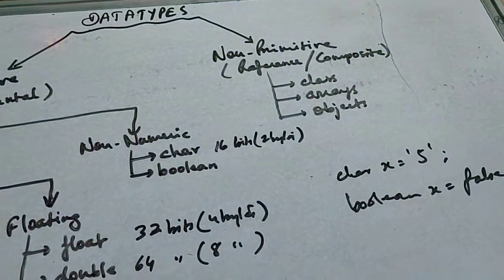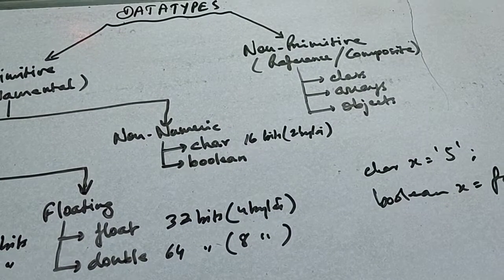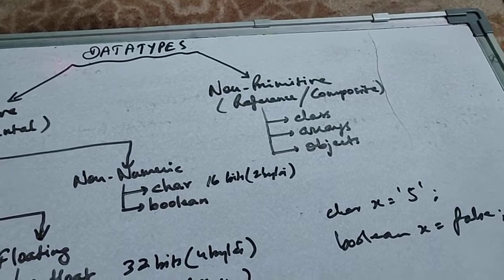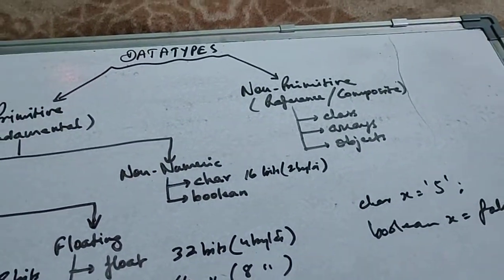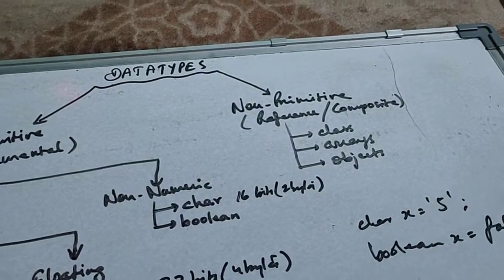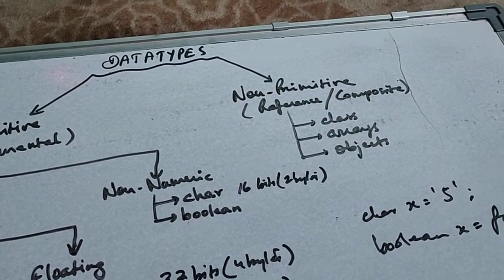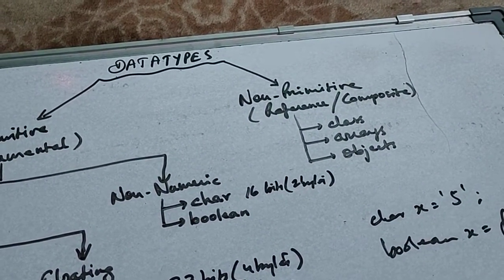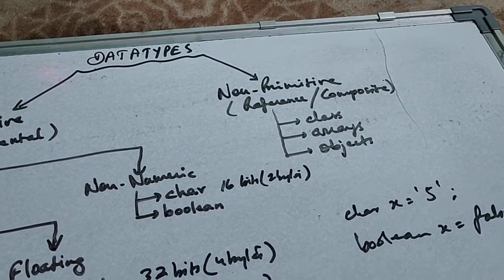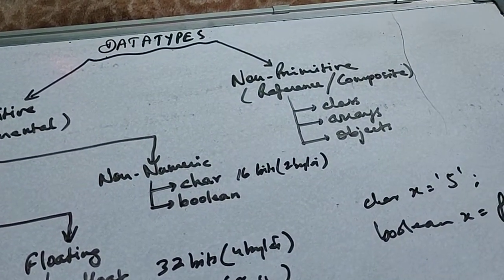A non-primitive data type is also known as a reference data type, and also known as a composite data type. It is a reference data type. That means it refers to the primitive data types. It is composed of primitive data types. A class is a very good example of a composite data type, because it is basically designed by the user according to his or her requirements.